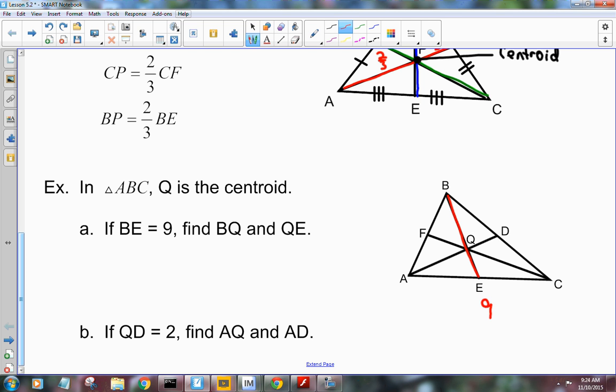QE? Okay. QE is 1/3 of that, right? What's 1/3 of 9? 3. Okay? This is 2/3 of that, or this is half of that, or BQ is 2 times QE. So what would BQ be? 6. And then the whole thing is 9. Okay. Let's do another one.